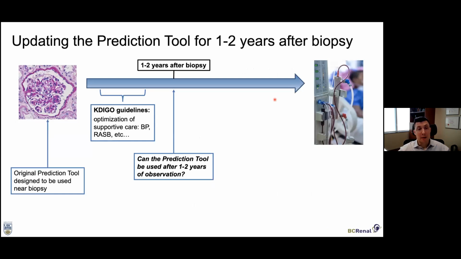Now, as we'll go through later, most patients with IgA nephropathy will probably be treated with some form of conservative therapy initially. And what do I mean by that? I mean blood pressure control or use of RAS blockade and salt restriction. So the question becomes, when you do that over the first 1 or 2 years of treatment, can you actually use the prediction tool to reevaluate risk at some period of time after biopsy? Because the original tool was designed to be used at the time of biopsy. However, you may undergo some form of optimization of your treatment, and then you may want to reevaluate your risk later on.